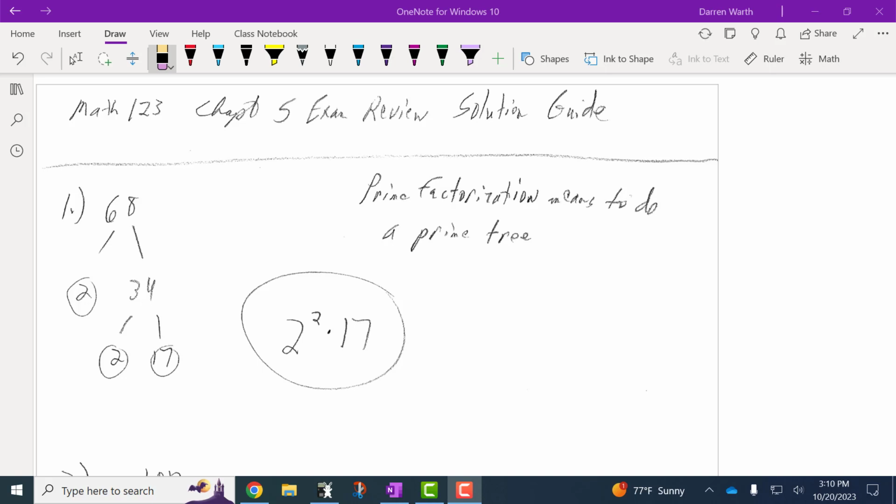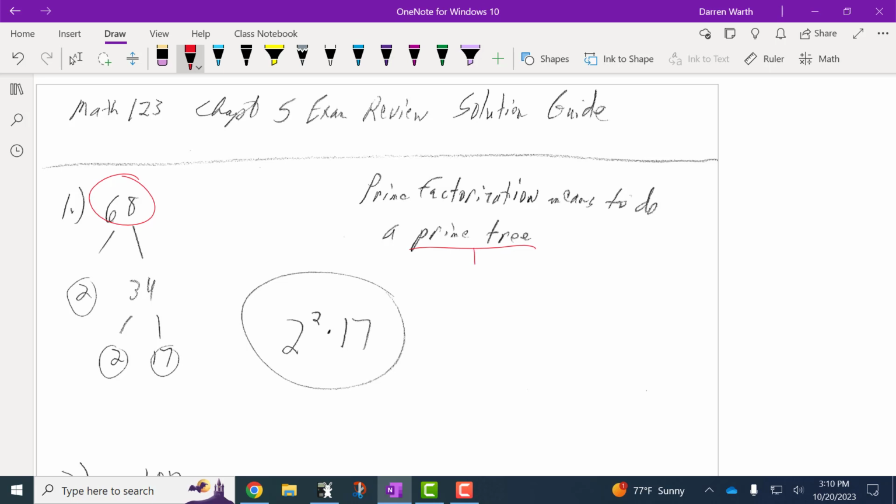Okay, as you take a look at your Math 123 Chapter 5 exam review, you're going to notice the very first problem you got on number 1. You want to write the prime factorization of the number 68. So we just have to remember that prime factorization means to do a prime tree. And so when we're doing a prime tree, we're breaking down a number into our primes.